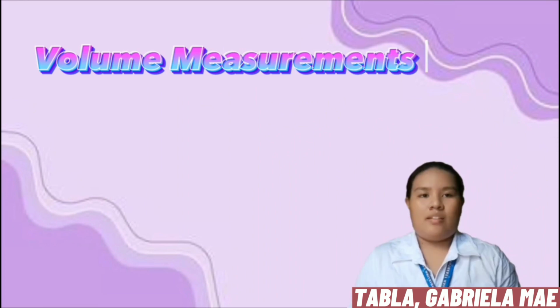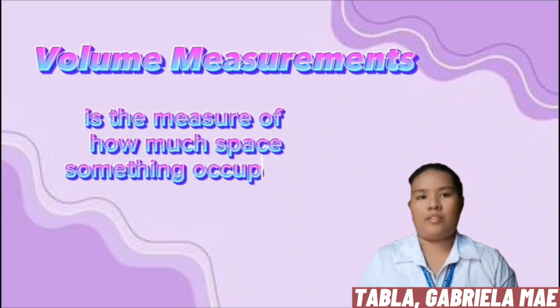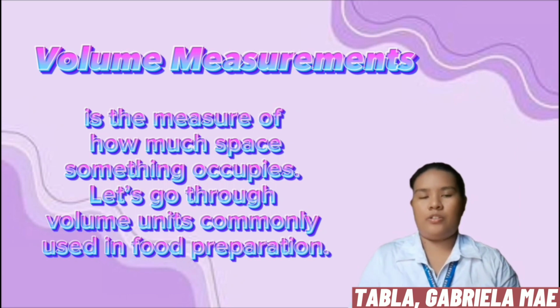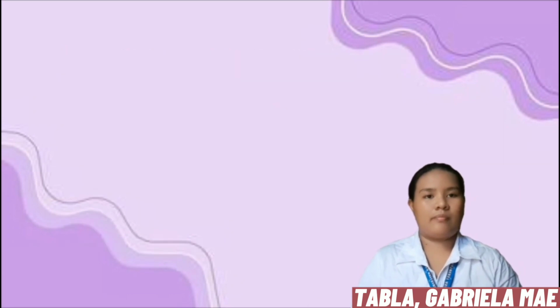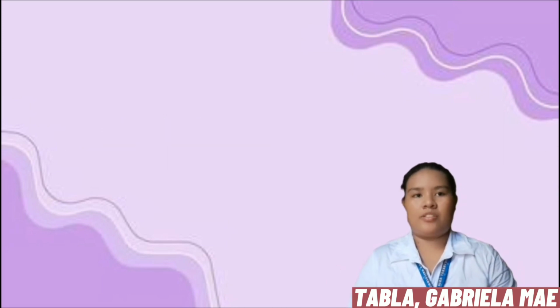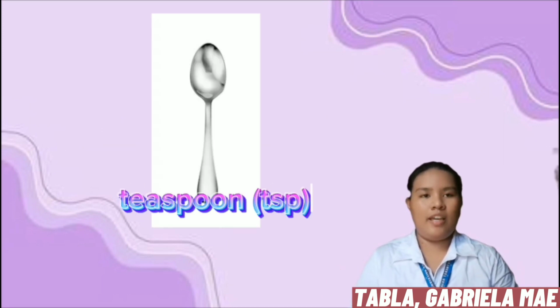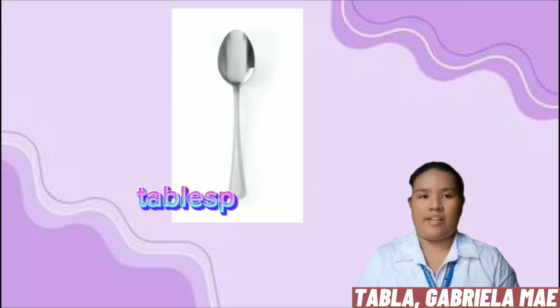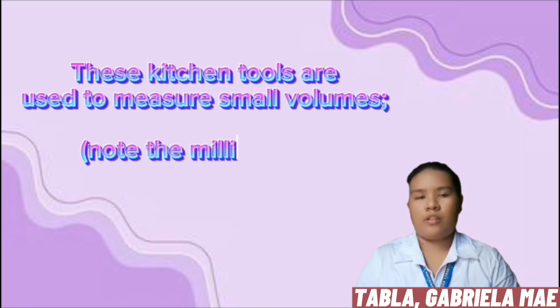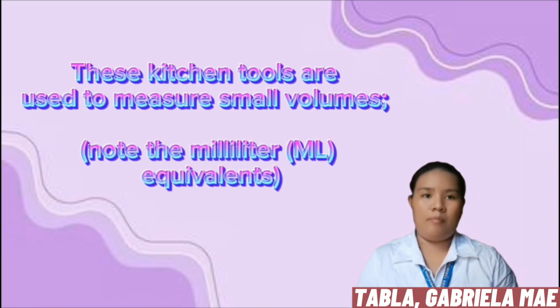Volume measurement is the measure of how much space something occupies. Let's go through volume units commonly used in food preparation. For small volumes, some examples consist of teaspoon or tsp and tablespoon or tbsp. These kitchen tools are used to measure small volumes. Please note the milliliter or ml equivalents.